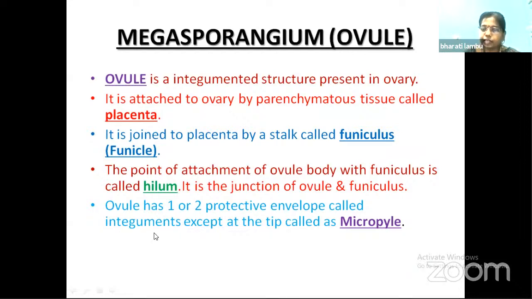These integuments are absent at a certain point. That tip is called the micropyle. So this is very important. What is the micropyle? The micropyle is a region where the integuments are absent, or it is just a pore of the ovule.